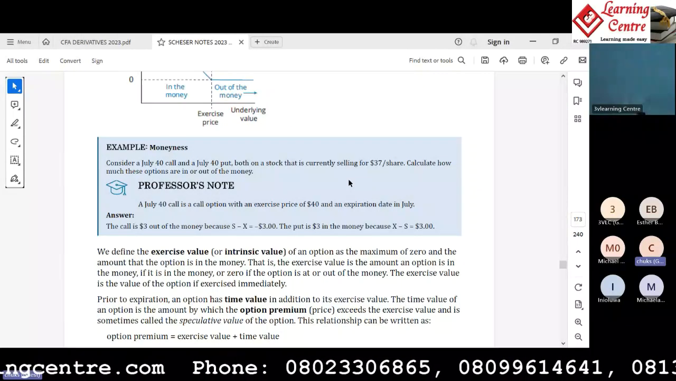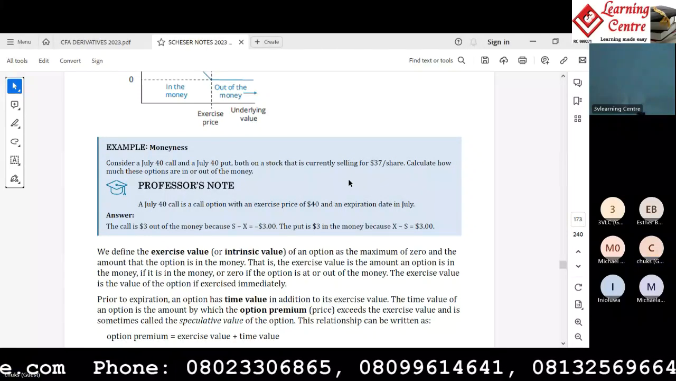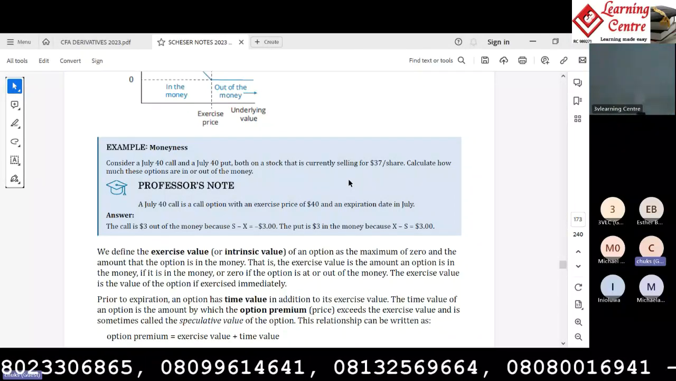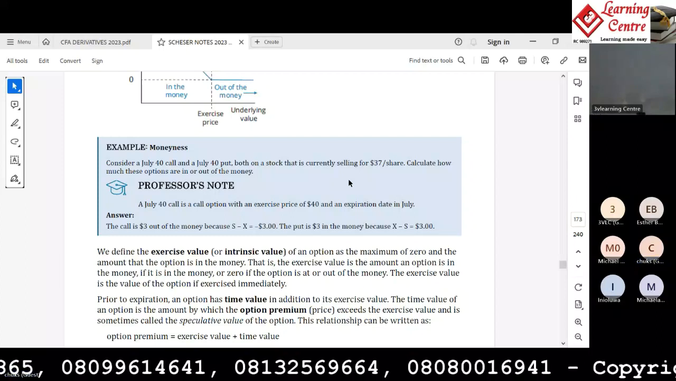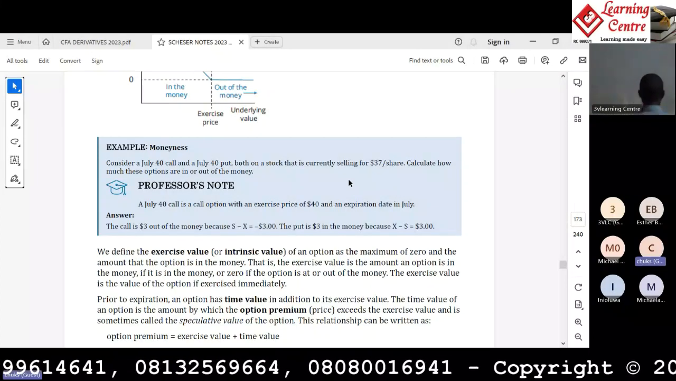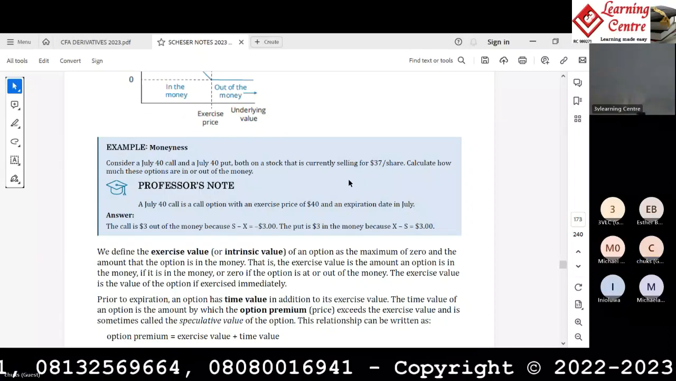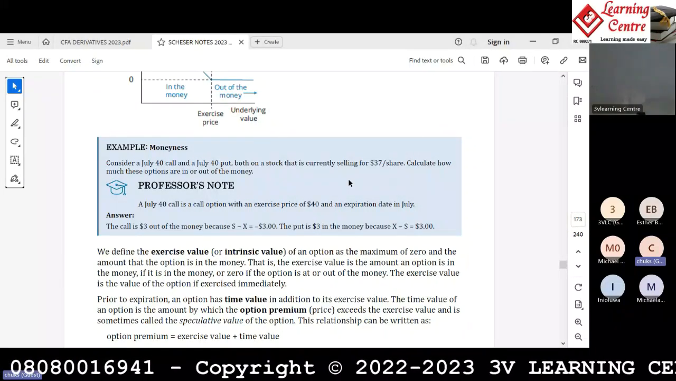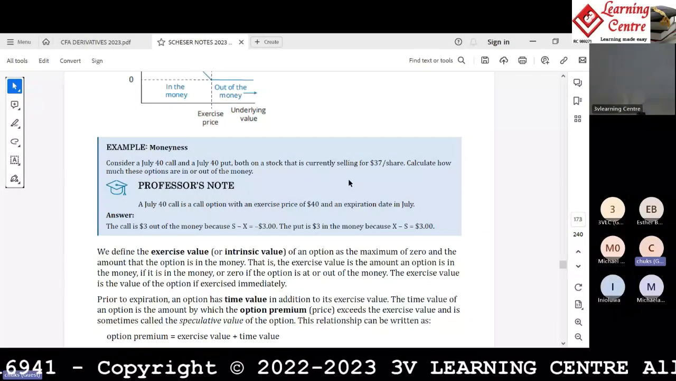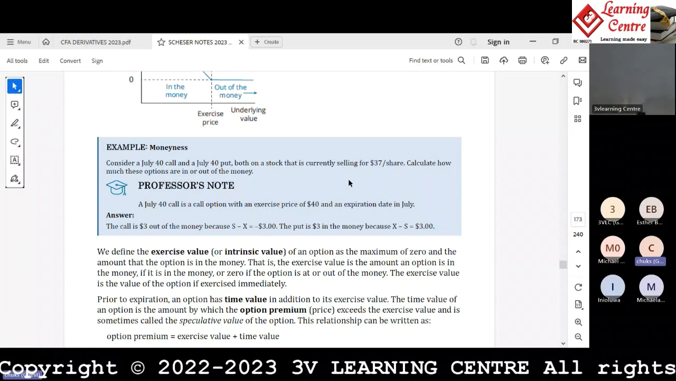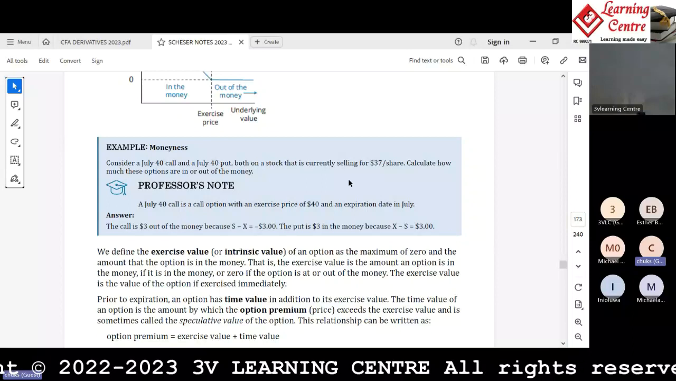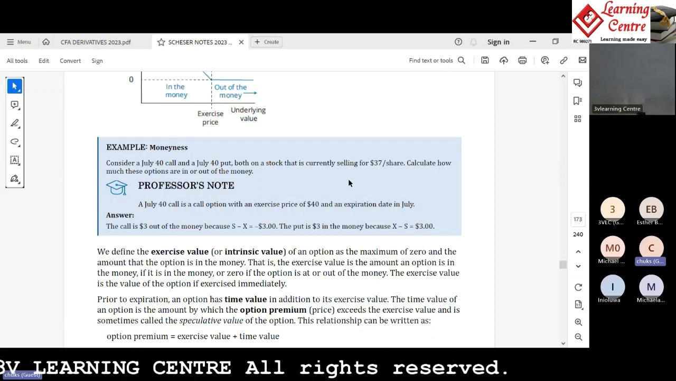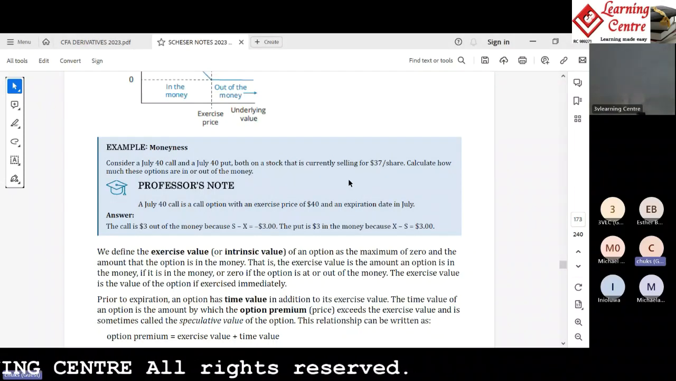Then let's flip it. Now they tell you that the price of the stock is $35 and you've agreed to buy it at 30. Let me take it again. So consider a July 40 call and a July 40 put, both on a stock that is currently selling at $37. Okay. So for a call, the call option is 40. You have agreed to buy it at 40, but now it is selling at 37. So you will not buy it because it has changed.